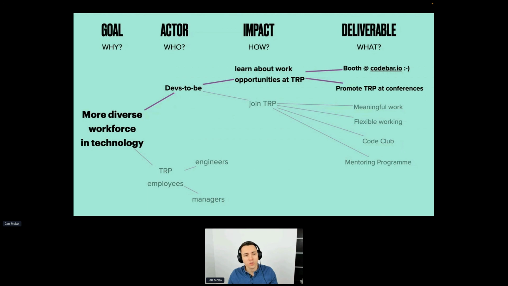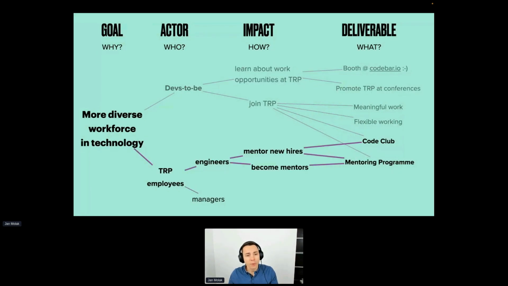So the first thing that the firm is focusing on, the first impact that it's interested in, is increasing brand awareness and encouraging you to learn about what the company has to offer. Now, this could be done by promoting the brand at conferences that care about diversity, such as this one, or setting up a booth where you can chat with the existing employees about their life at TRP. But again, doing just that wouldn't be enough.